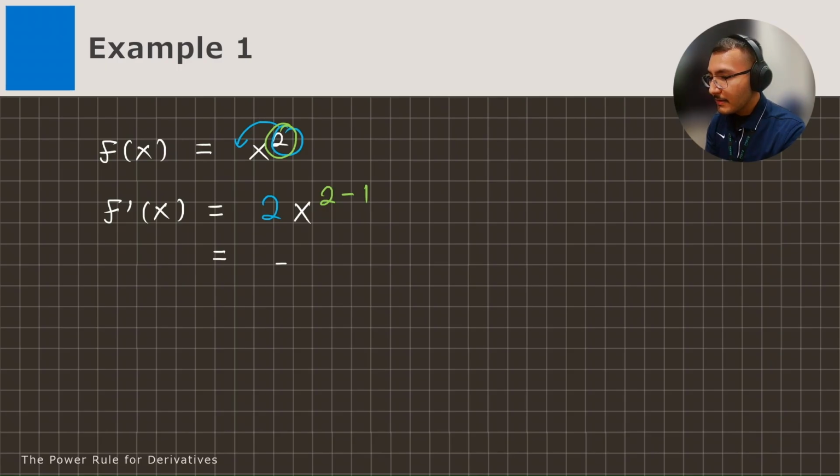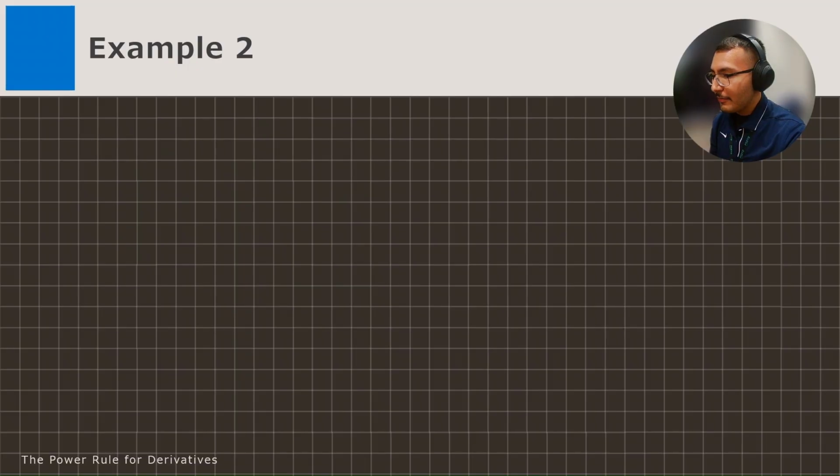Simplifying that gives me 2x, and then 2 minus 1 is just 1. So you could just put 2x. So that means the derivative of x squared is 2x. Now this was a very quick and easy application of the power rule. Let's see another one.